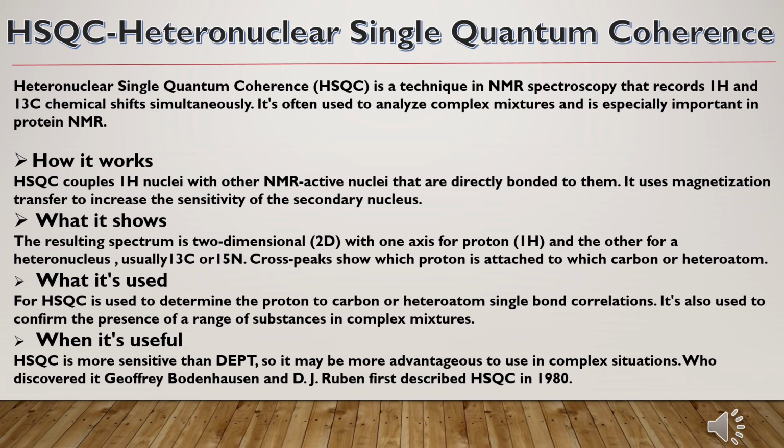What does it show? The resulting spectrum is two-dimensional with one axis for the proton and the other for the heteronucleus, usually carbon or nitrogen. Cross peaks show which proton is attached to which carbon atom or heteroatom. How is it used? HSQC is used to determine the proton to carbon or heteroatom single bond correlation. It is used to confirm the presence of a range of substances in a complex mixture.